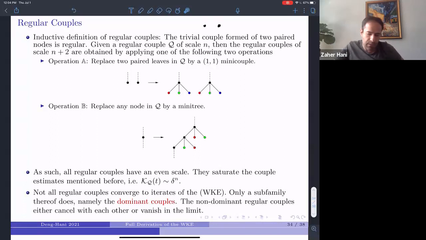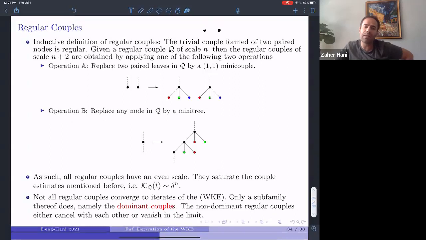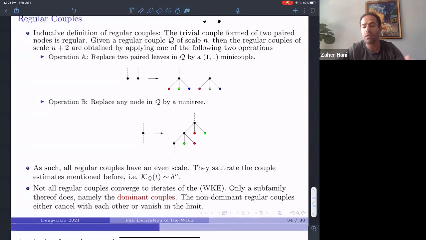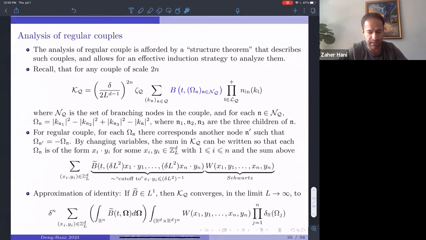Again, not all of those regular couples are the candidates to give you the iterates of the wave kinetic equation, but it turns out that not all regular couples converge to iterates of the wave kinetic equation. Only a subfamily of them does. These are called dominant couples. So this is a subfamily of the regular couples. And all the non-dominant couples somehow cancel in a very nice way, either cancel together or they vanish in the limit. And the only thing that you are left with is the contribution of the dominant couples, which converge to the iterates of the wave kinetic equation.